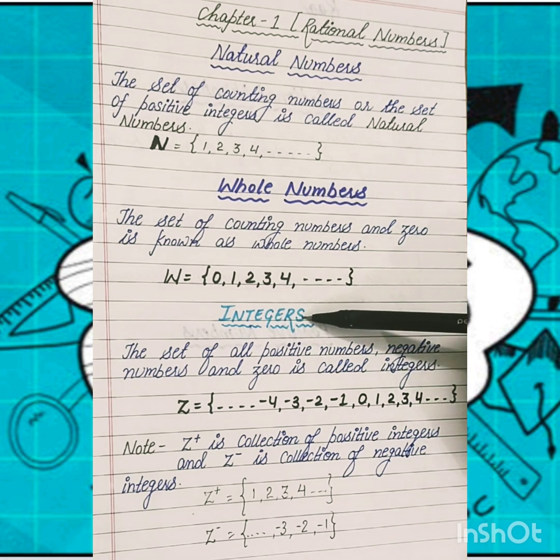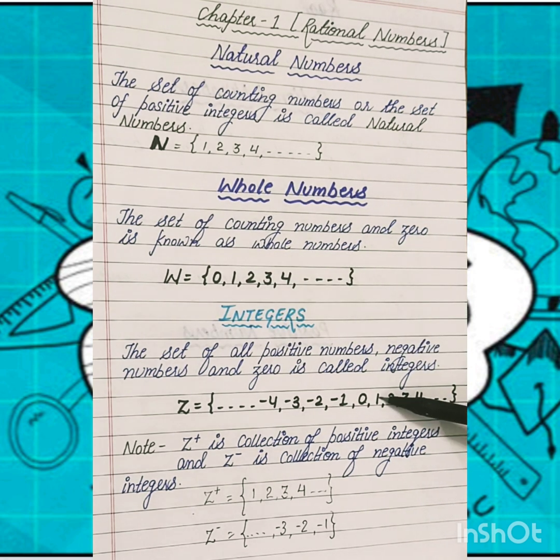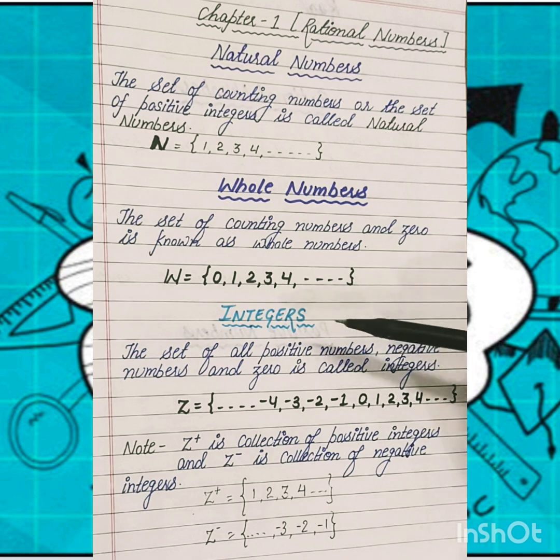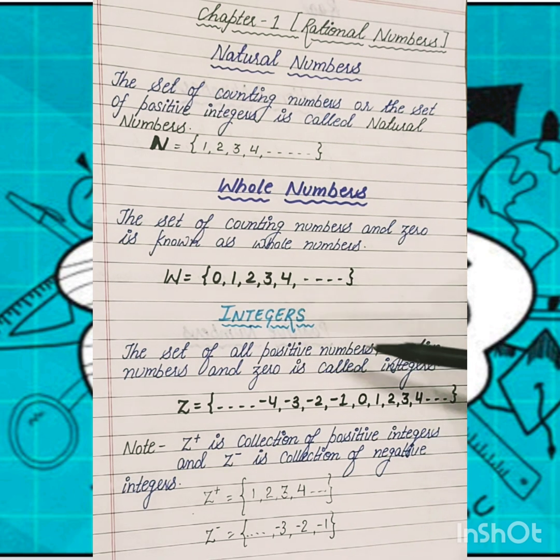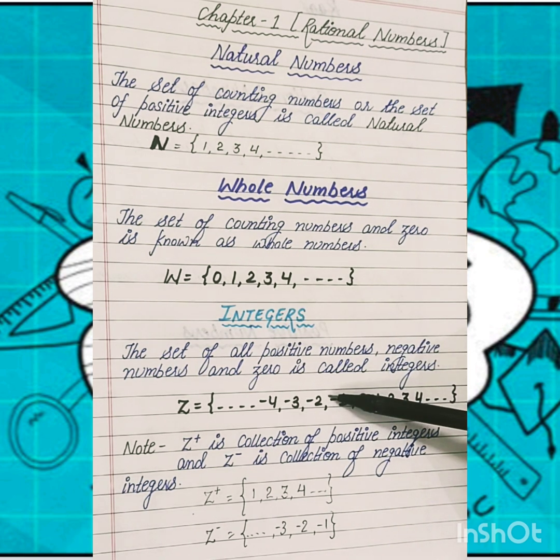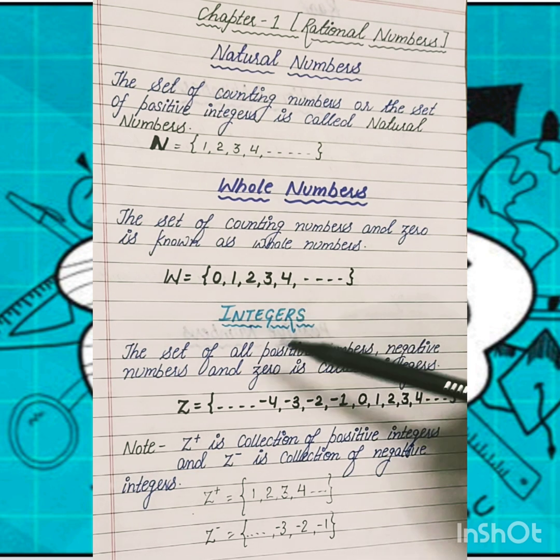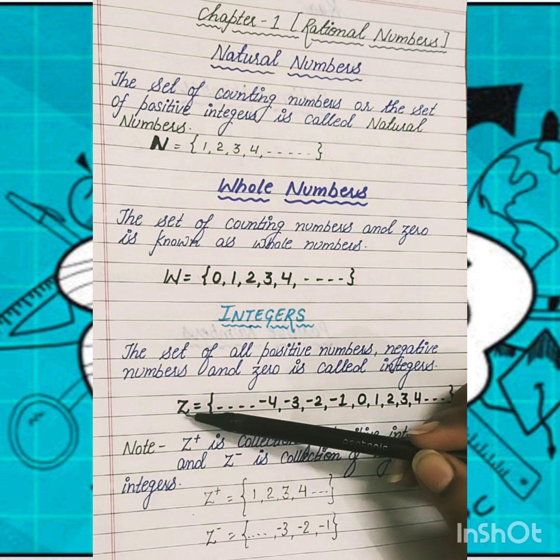Next is integers. When we write the collection of all positive numbers, and negative numbers with 0, then this complete collection is called collection of integers. Means all positive, negative and 0 that form the collection is called integers, and the set of integers is represented by capital Z.